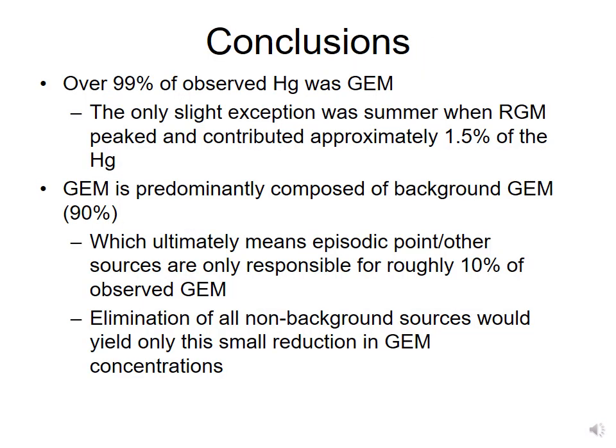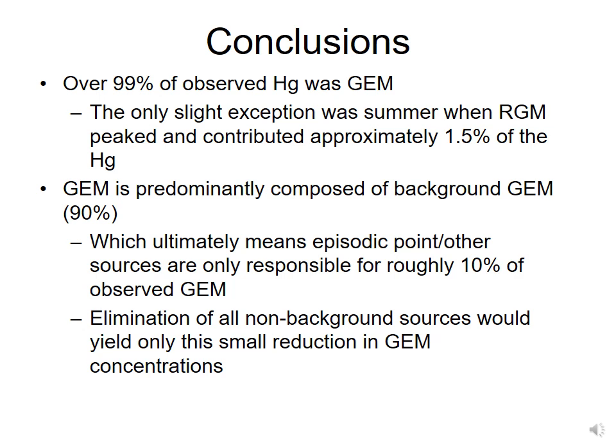So what did we learn from the Salmon Falls Creek Reservoir site? Well, we learned that 99% of all of the mercury there was the gaseous elemental mercury, the non-water soluble. Most of it's associated with the global background. So of the gaseous elemental mercury, it's predominantly composed of global background material at this receptor site. And so that means that these episodes and these local and regional sources are only responsible for about 10% of the observed gaseous elemental mercury at the site.